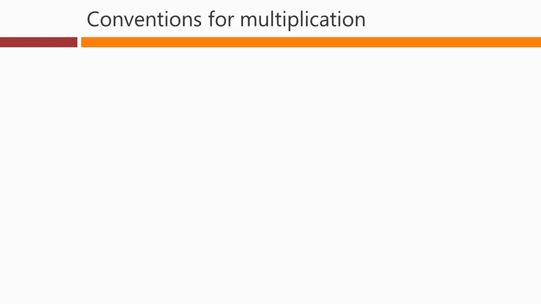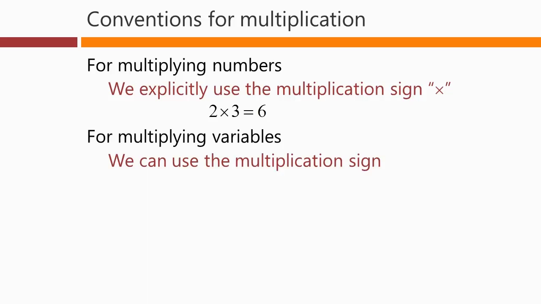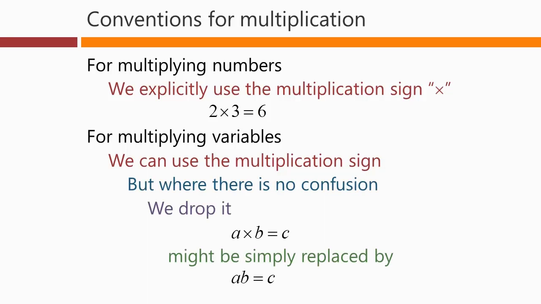So let's start here by looking at various of the conventions for multiplication. When we are multiplying numbers, as we had introduced before, we will often use the multiplication sign, the x here, rather explicitly, or cross would be a better way to call it. 2 times 3 equals 6. However, when we are multiplying variables, we can use the multiplication sign, but when there's no confusion, we're going to drop it very often. So instead of writing a times b equals c with the explicit cross notation, we might simply write ab equals c. And when we see that, we know that we are implicitly putting a multiplication sign in here.